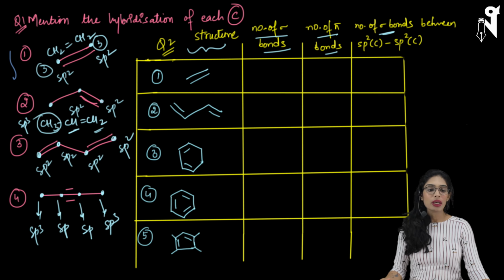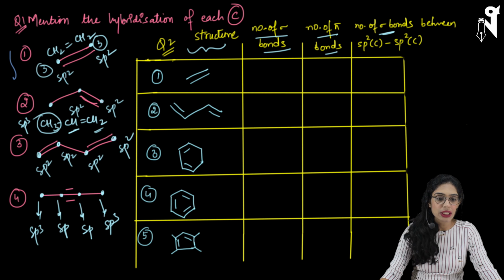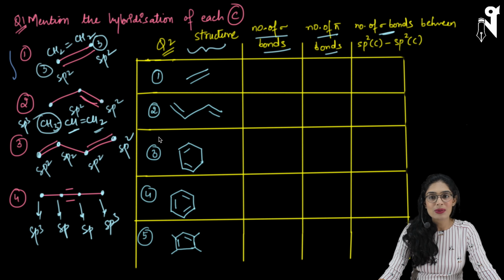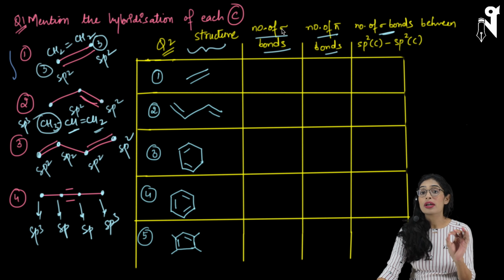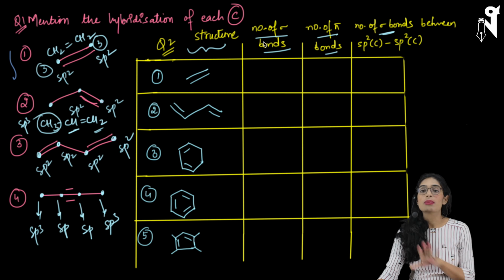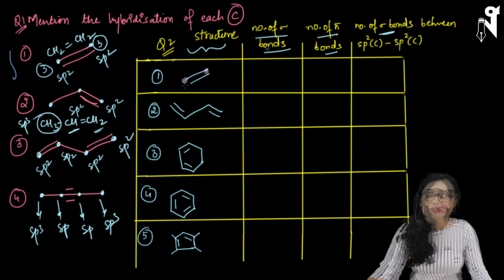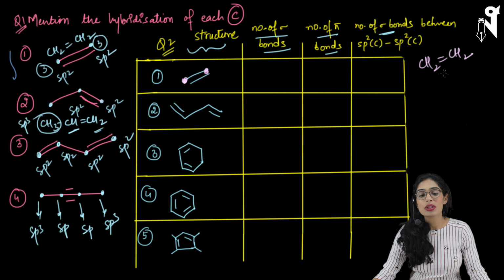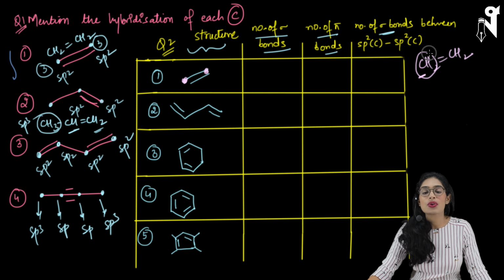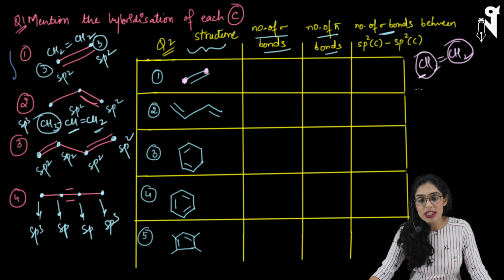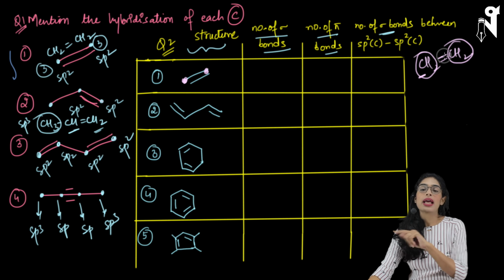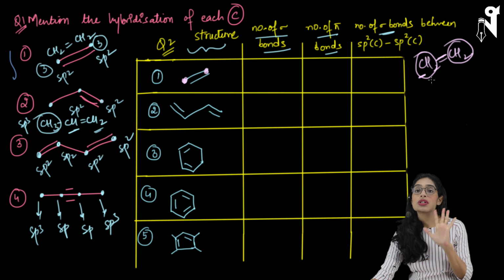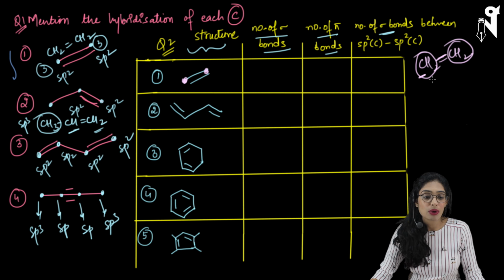Let me discuss one or two questions with you, and the rest you will do on your own. Okay, so for this first compound, the number of sigma bonds is what we have to calculate. We are not talking about any specific carbon, we are talking about in total how many sigma bonds are there. The compound is CH2 double bond CH2. This carbon makes two sigma bonds with two hydrogens, two sigma bonds with two hydrogens over here, and one sigma bond which is common between one carbon and the other carbon. So total number of sigma bonds are 5.